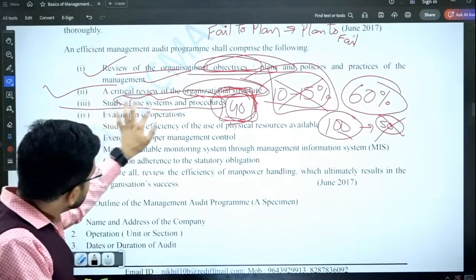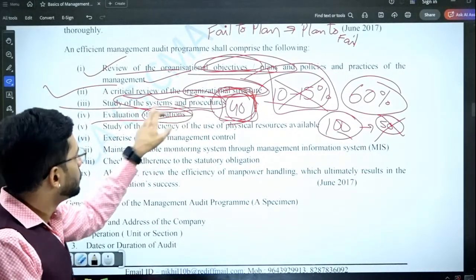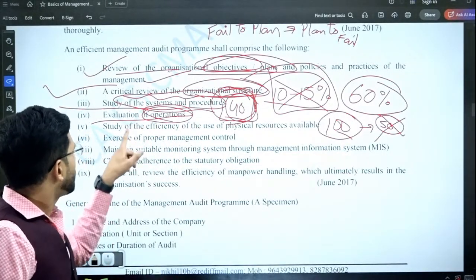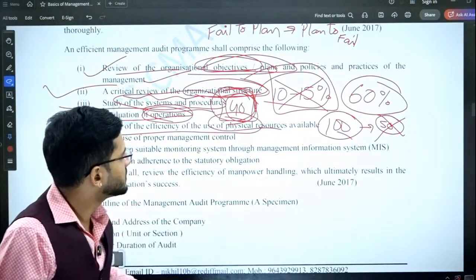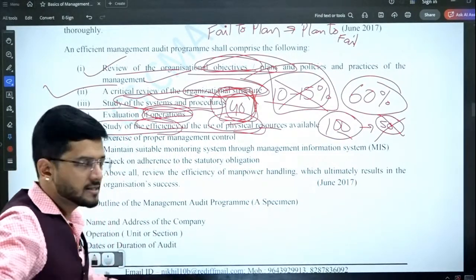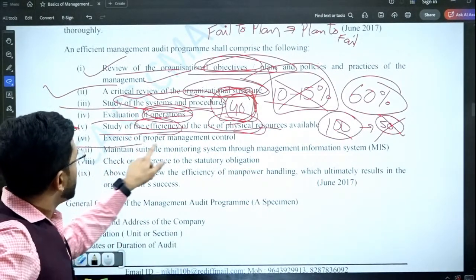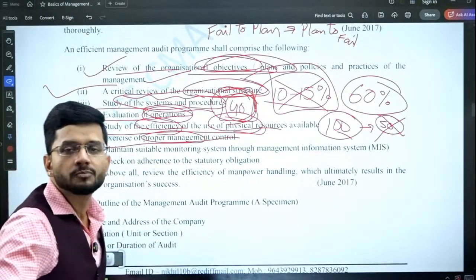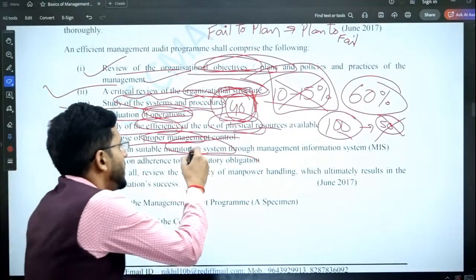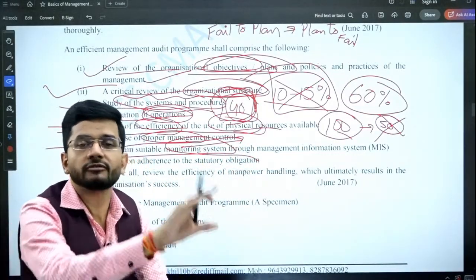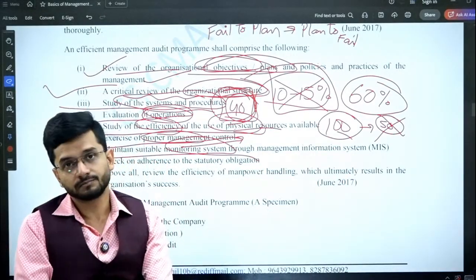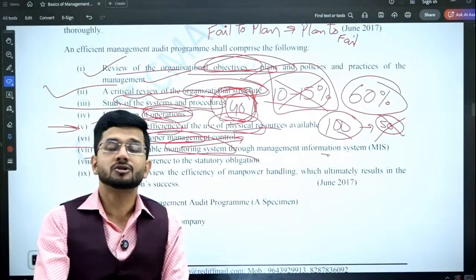Study of systems and procedures. What are the systems and procedures? Evaluation of operations. Understand what operations are being done and what level of operations are being done. Study of efficiency of use of physical resources available. Whether the physical resources are being used efficiently or not, that is again a thing that needs to be evaluated. Exercise of proper management control, whether management control is proper or not in an organization. Maintain a suitable monitoring system through management information system. So there has to be suitable supervision, an overview of who's doing what and what the results are on a monthly basis or even on a fortnightly basis, and that effectively can be done by management information system.